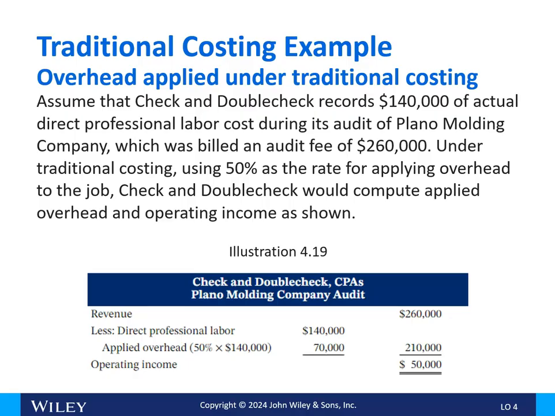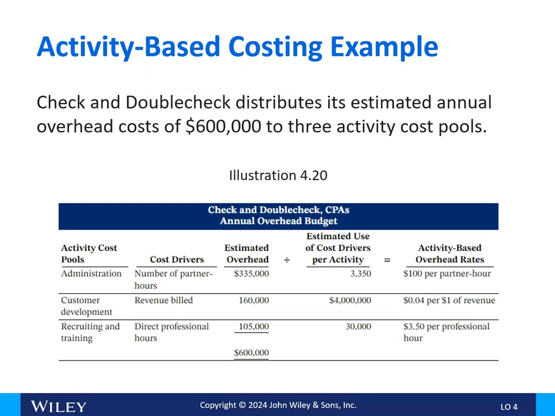Now we'll look at taking the $600,000 of overhead using ABC. So we have three cost pools: administration, customer development, and recruiting and training. Under administration, we're going to look at the number of partner hours. We estimate $335,000, and 3,350 partner hours are going to be used, so $100 per partner hour is the rate.